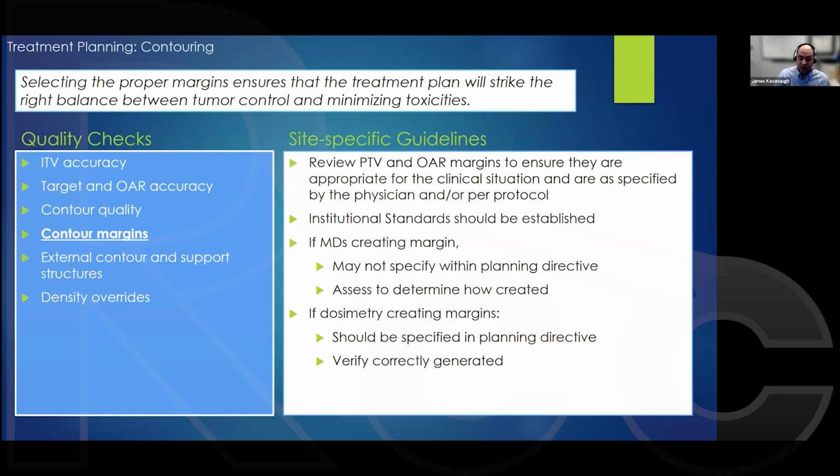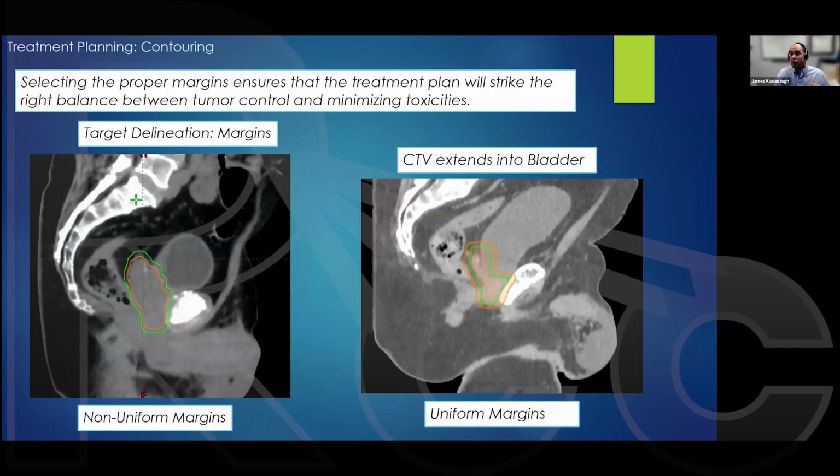If someone else is doing those expansions, some clinics, the physician will make the GTVs and CTVs, and then, for instance, dosimetry could create the margins. They have to be specified somewhere. Dosimetry needs to know what the expansion is. So verifying that it was done correctly. And either way, you should be looking at this to make sure it makes sense. And there's different scenarios as well.